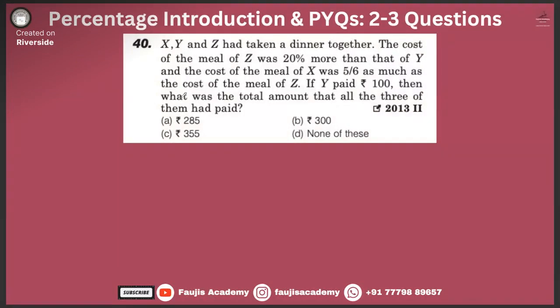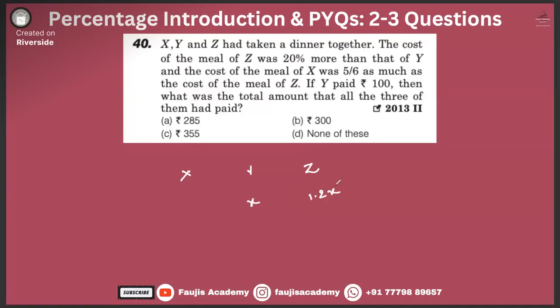Look at this. XYZ have taken a dinner together. The cost of the meal of Z was 20% more than that of Y, and the cost of the meal of X was 5 by 6 as much as the cost of Z. Okay. So XYZ went to a dinner. The cost of the meal of Z was 20% more than Y.